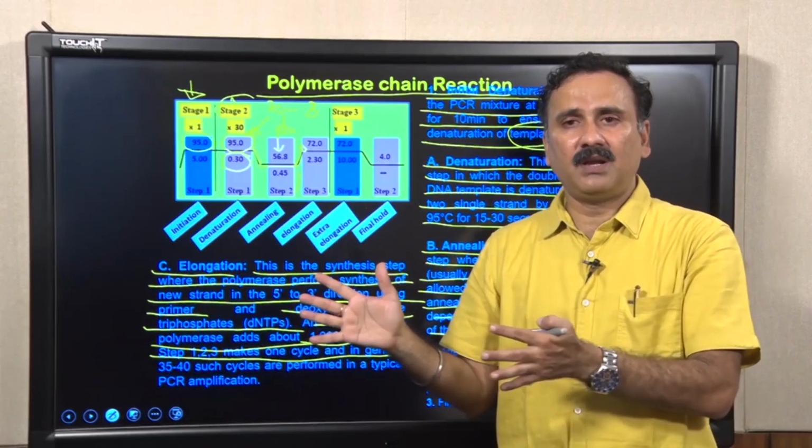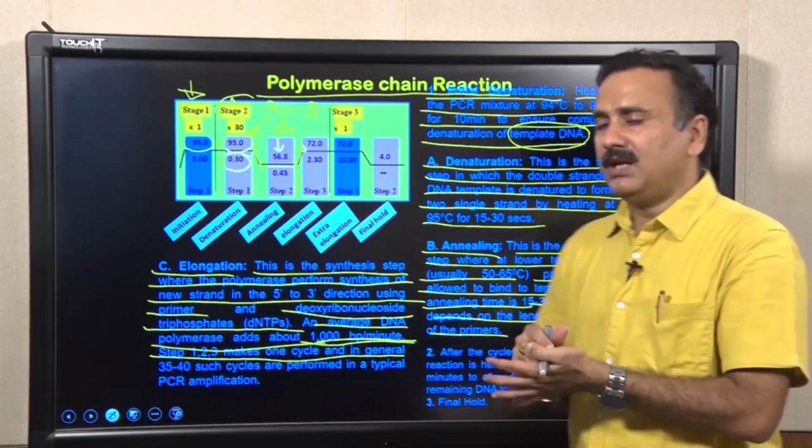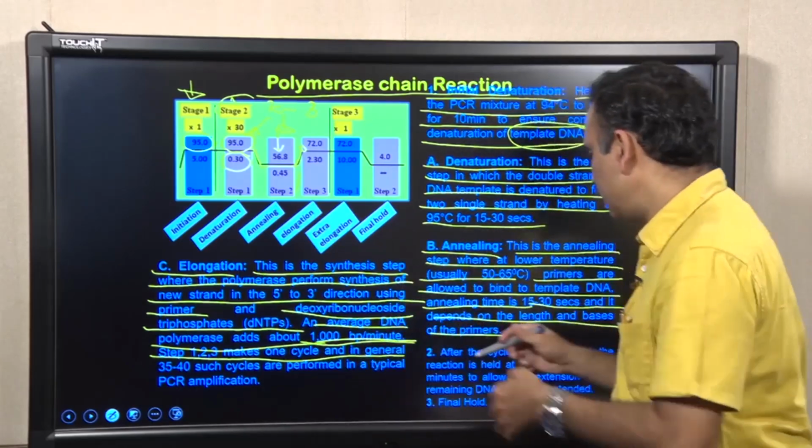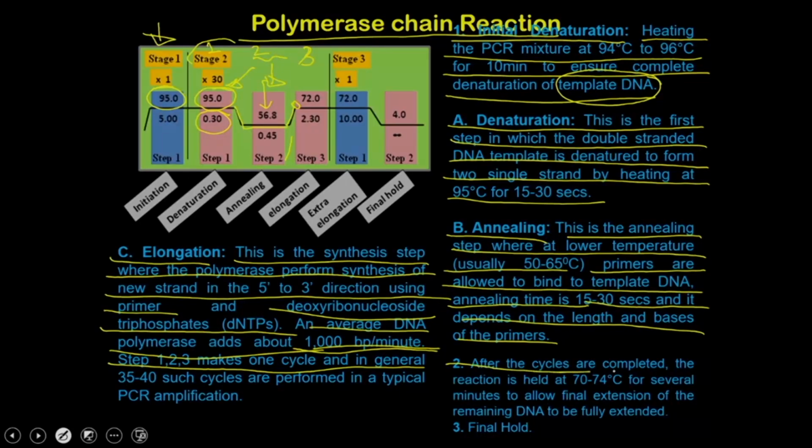Once that amplification is over, then you can ask the machine to enter into the next phase, and after the cycles are completed, the reaction is held at 70 to 74 degrees Celsius for several minutes to allow the final extension of the remaining DNA, and then you ask for the final hold.